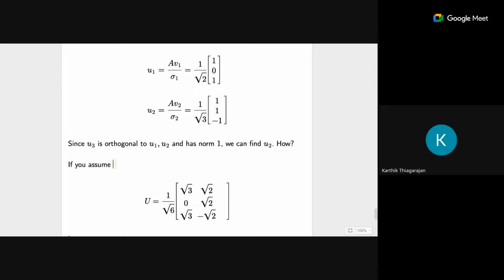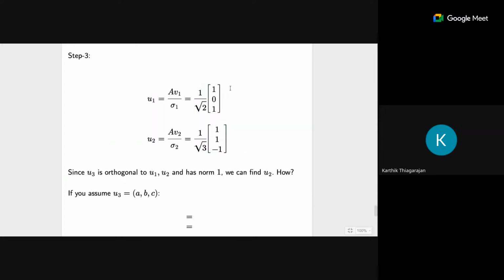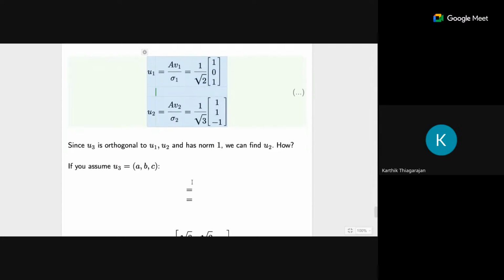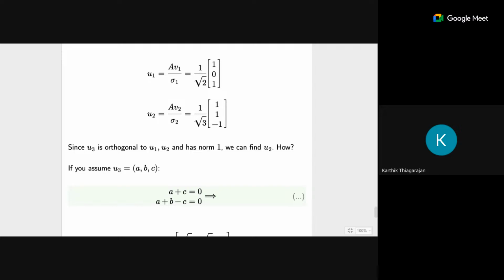If you assume that U3 is a, b, c, then you have two equations and two unknowns. The first equation is that it is orthogonal to this vector. Actually it's orthogonal to 1, 0, 1, so you don't need the root 2. If it's orthogonal to a unit norm vector, it's also orthogonal to 1, 0, 1. That will give you a plus c equal to 0. And what about the next equation? a plus b minus c equal to 0. From this, just tell me some solution. a equal to 1, b equal to 0, c equal to minus 1.